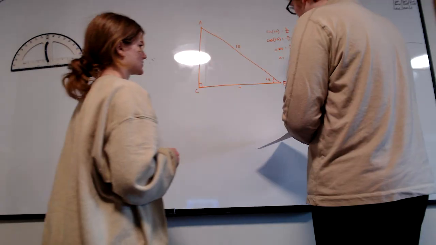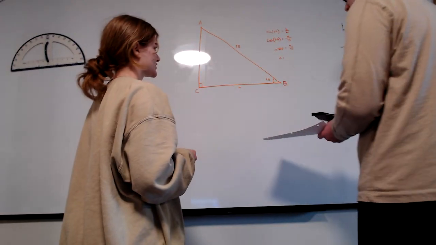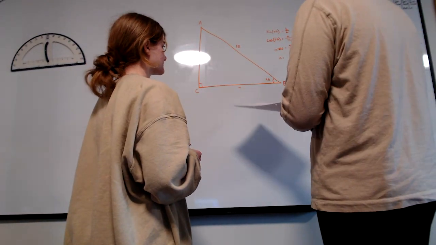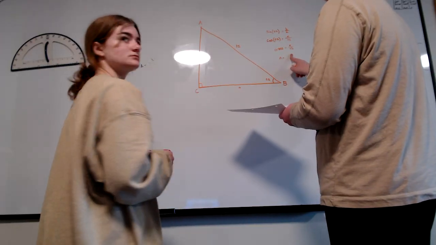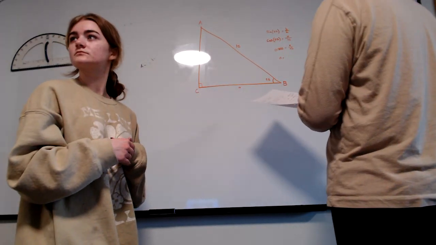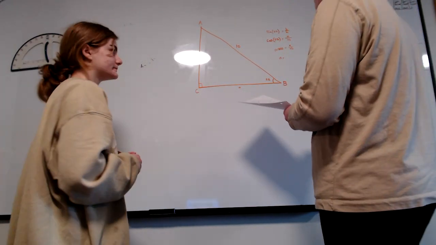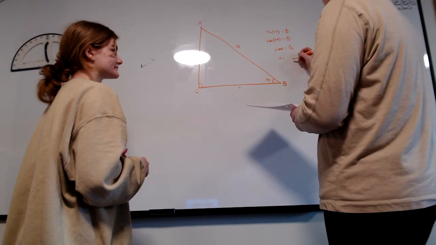Do we have to find the actual one? I think I got the wrong answer. So we could just find side A. Now we have to know which one it is. So what is 15? 15 is the hypotenuse. So I would probably use one that has the hypotenuse in it.